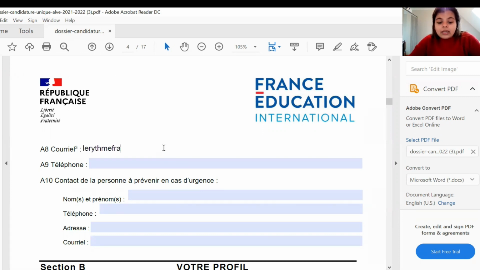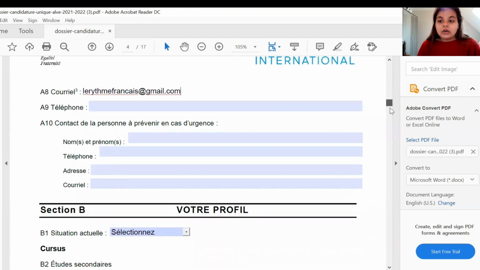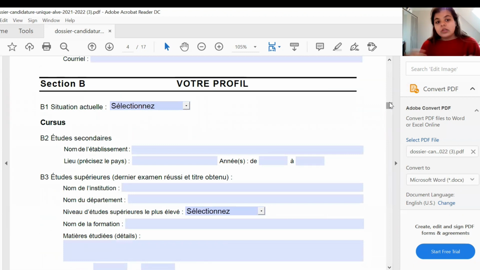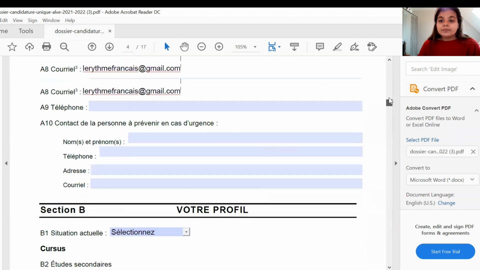You write your email ID, and in the end there's a note written that this email ID will be sent to the French administrations. If you don't want your email ID to be shared, then you message them. I'll show you the note. You can message them on this email ID and tell them not to forward your email ID. So it's going to be as simple as you want.